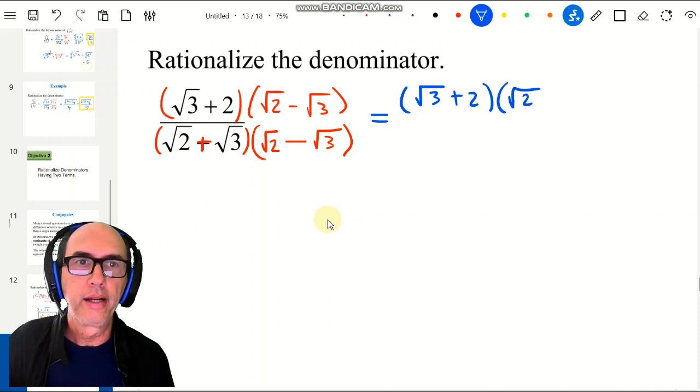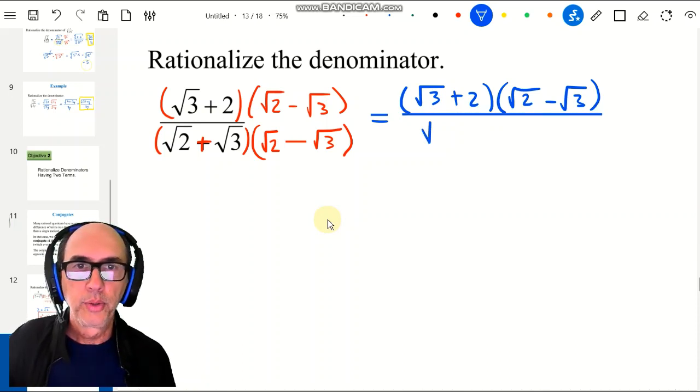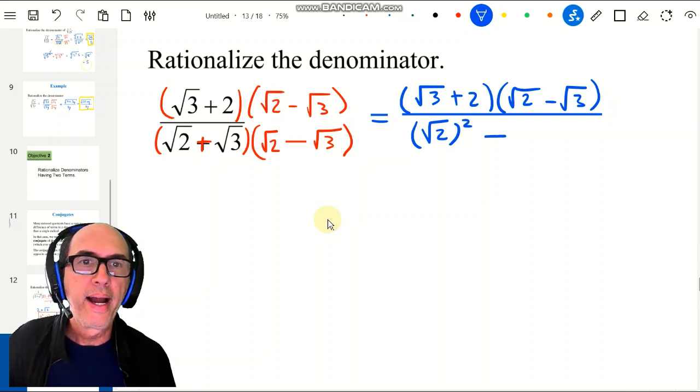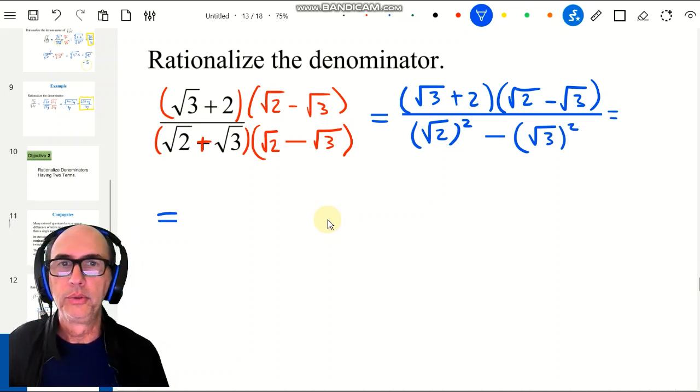Okay, repeat everything on the top. Don't worry too much about the top right now. Let's look at the bottom. The square root of 2 is squared minus, that's the formula, the square root of 3 is squared. This is equals.